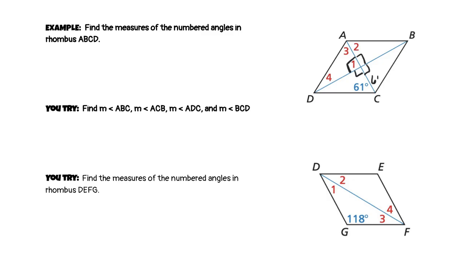So this is 61. Okay, and in addition to that, remember a rhombus is a parallelogram. So if a rhombus is a parallelogram, opposite angles are equal. So that would mean that angle 2 has to also be 61, and angle 3 also has to be 61. So in addition to that, we also have a nice little triangle here, right? Isn't this a triangle?